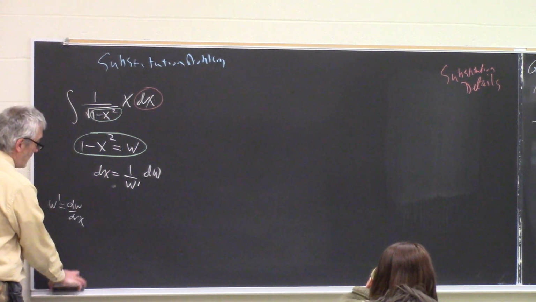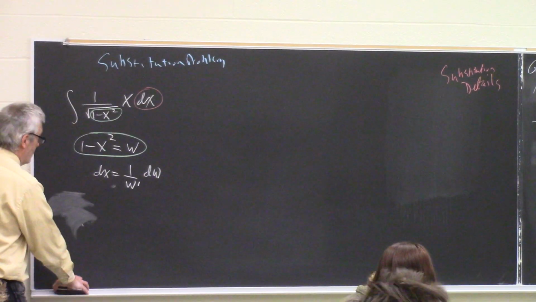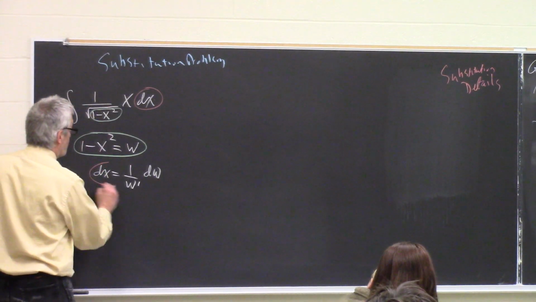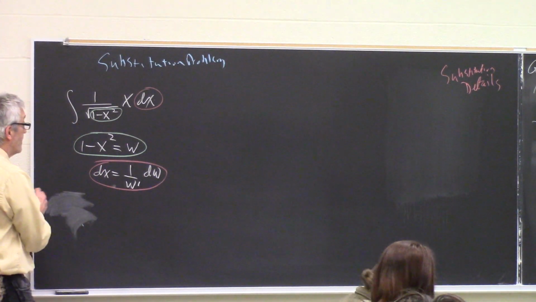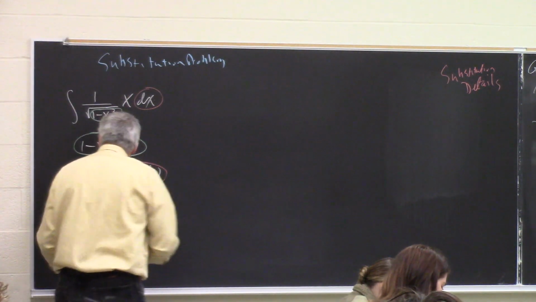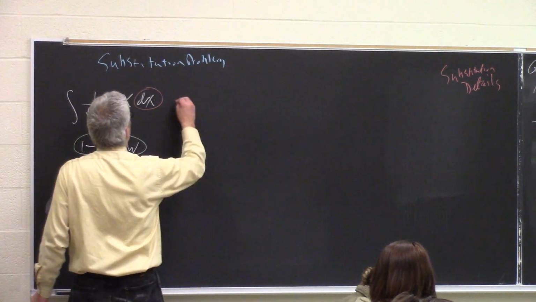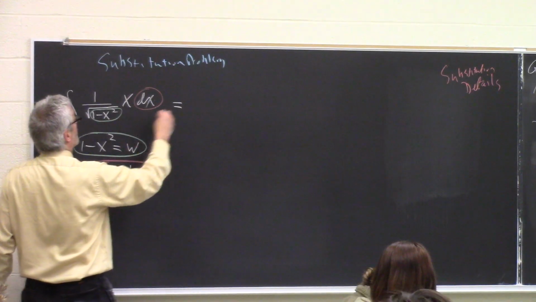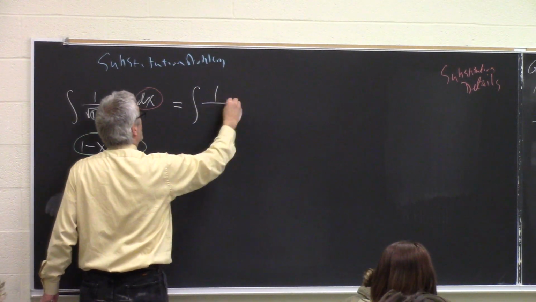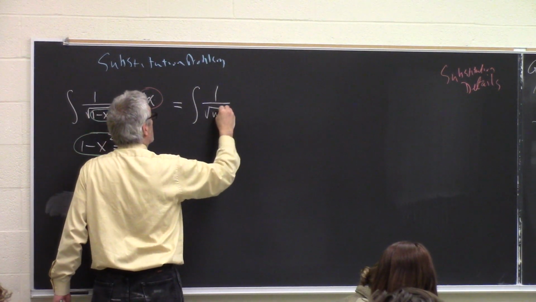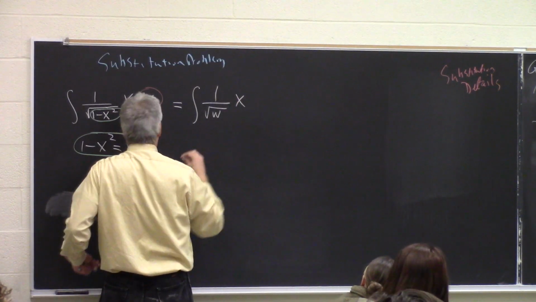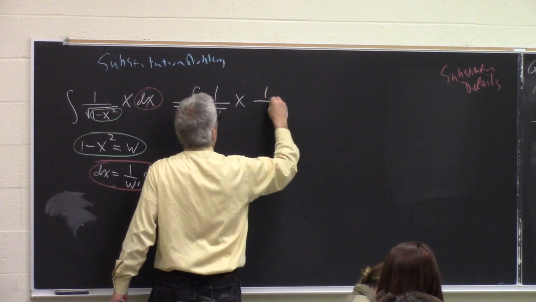It's not really multiplication, but it's the way you can remember this. So we're going to have a new version of that red term. The first thing we do is substitute in those things. We don't deal with anything else. We just see what happens when I substitute that stuff in. 1 over square root of w, and then I have an x, and then I have 1 over w.